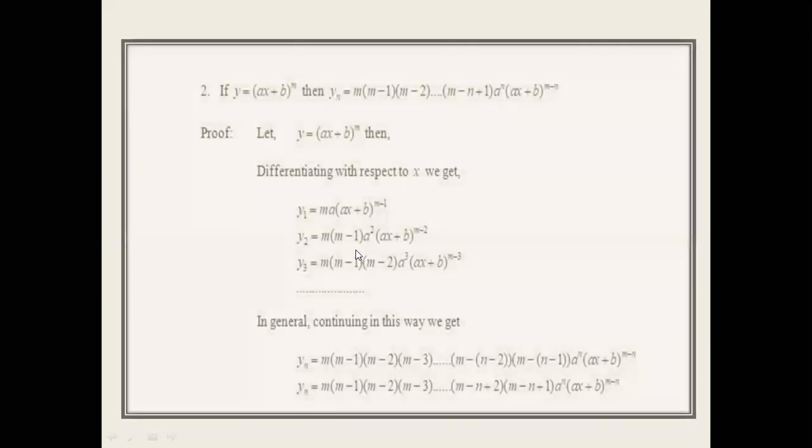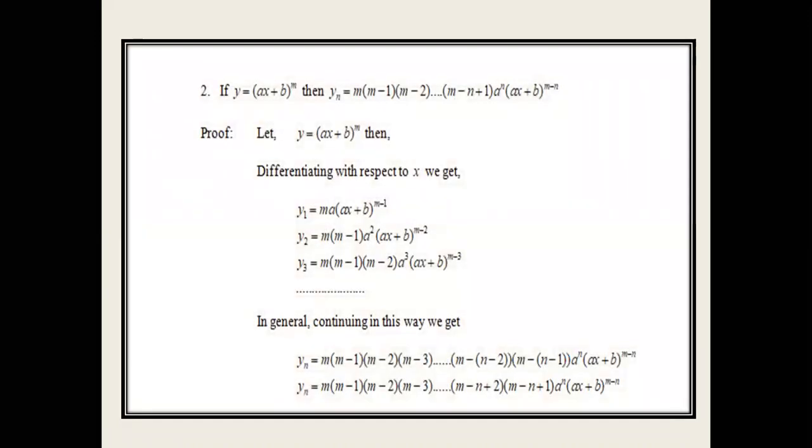This is our second result. This is an algebraic function raised to power m. y is equal to ax plus b raised to power m. Then yn is equal to m into m minus 1, m minus 2 up to so on m minus n plus 1, a raised to power n into ax plus b raised to power m minus n.